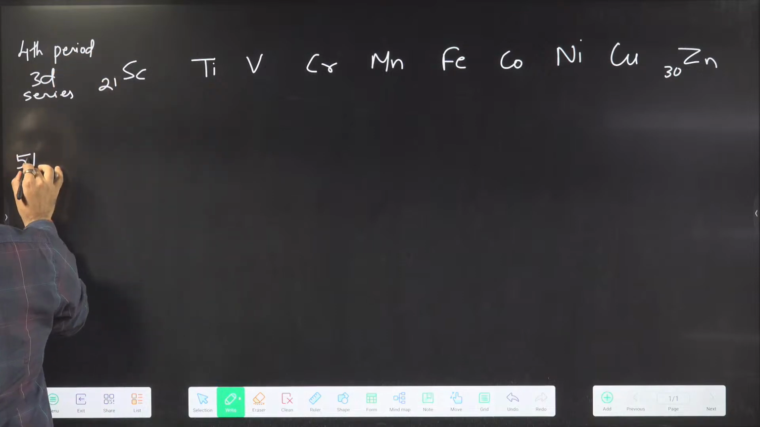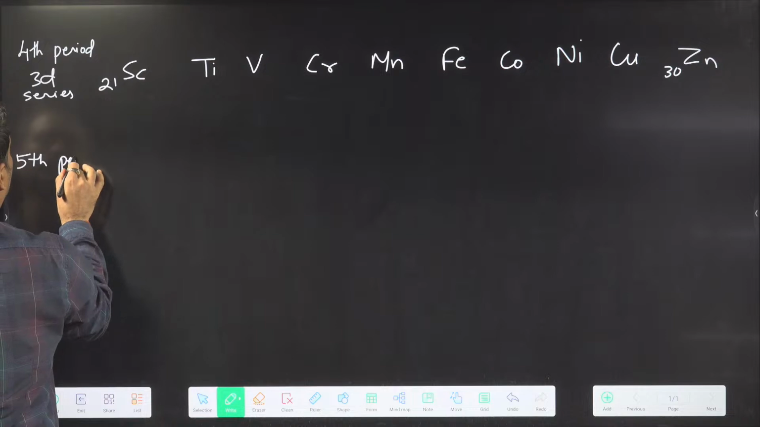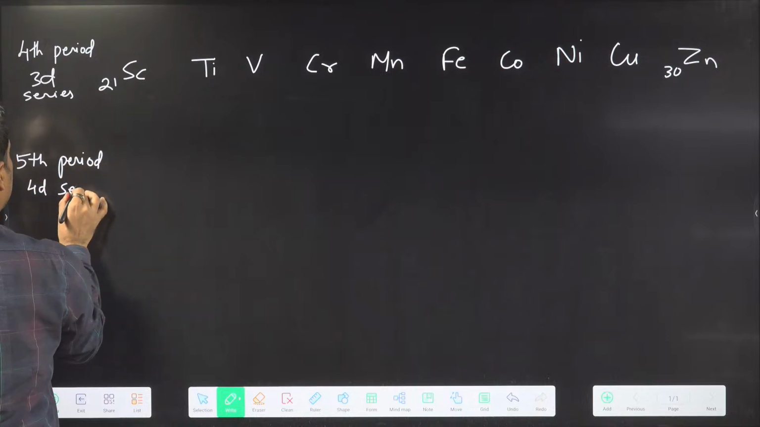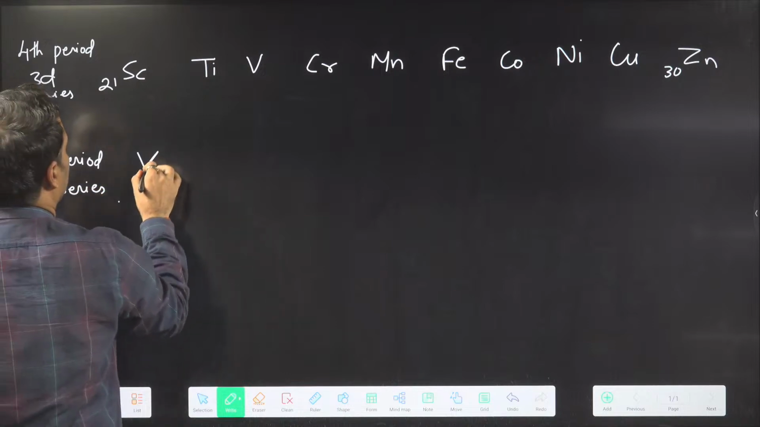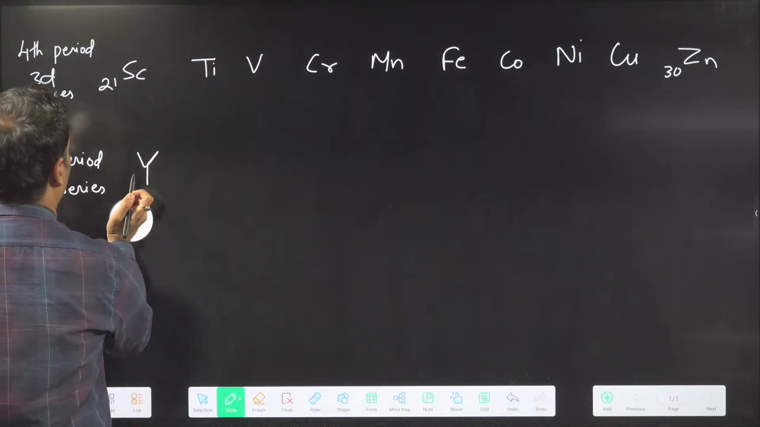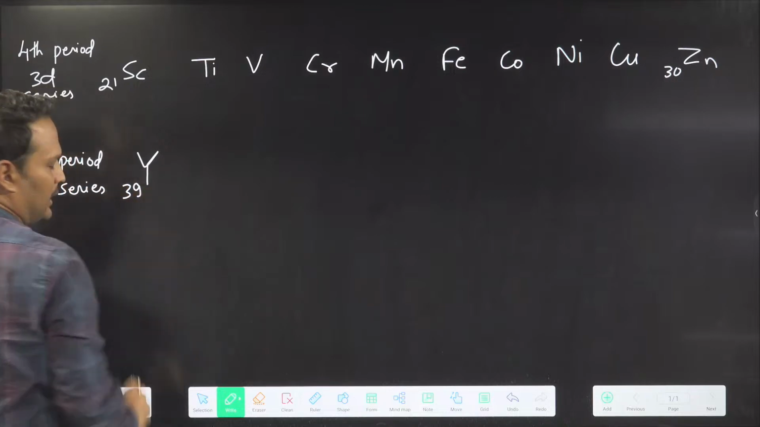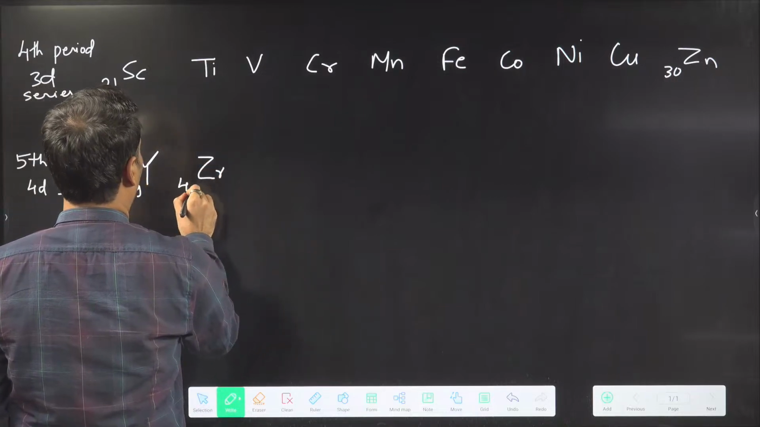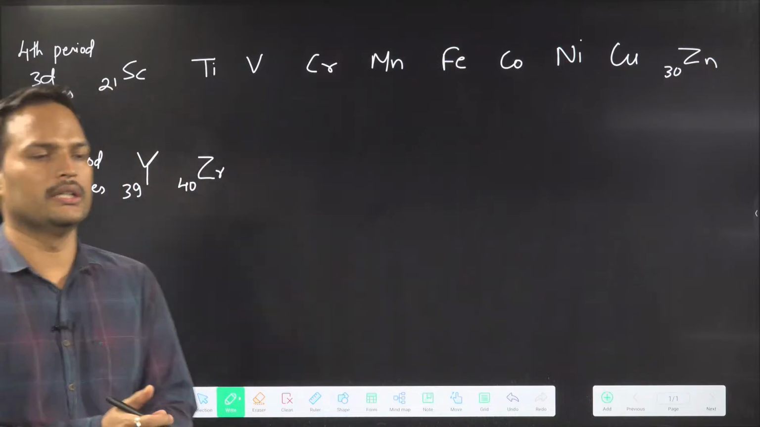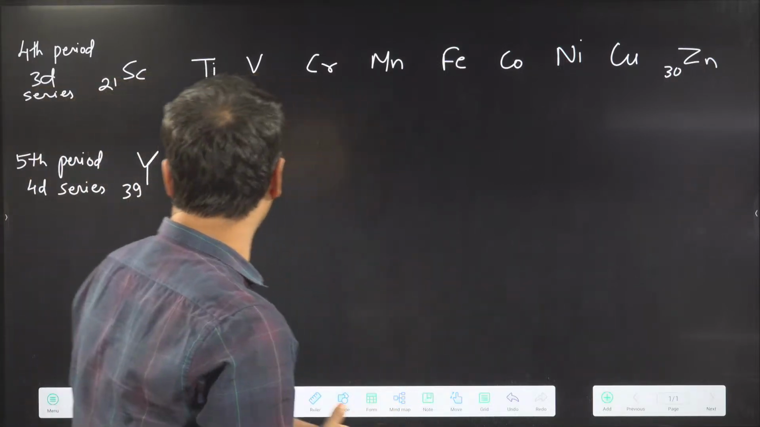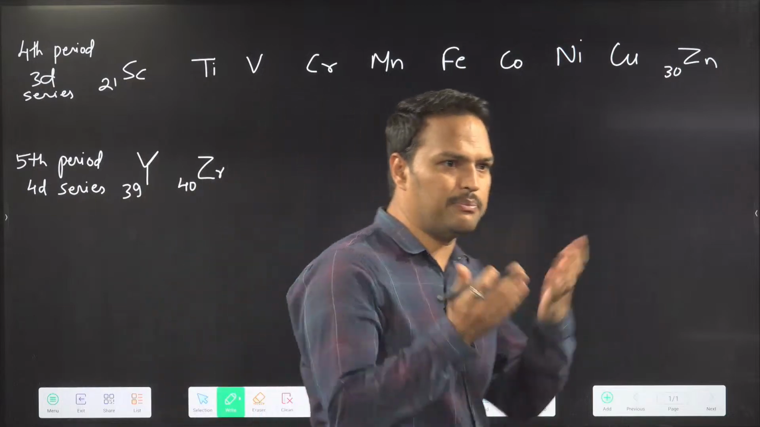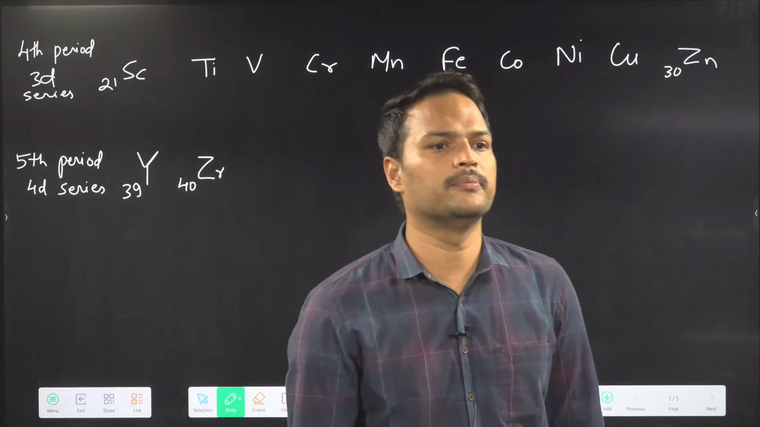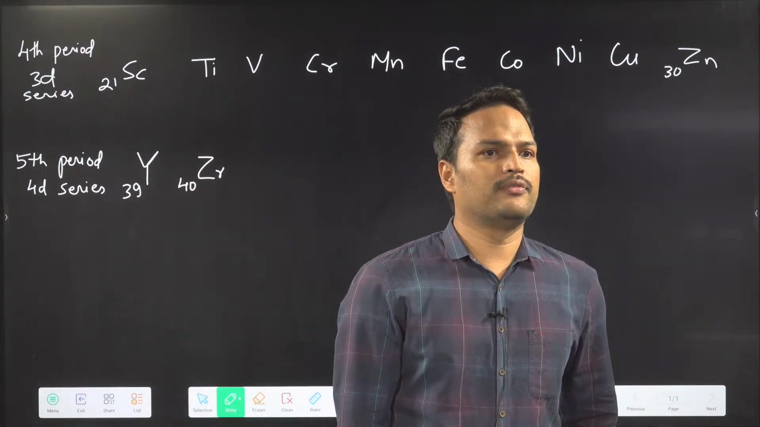Now we have to write for the fifth period. Take the fifth period, and that is your 4D series, which starts with yttrium. The atomic number of yttrium is 39. Here it will be zirconium, that is your 40. Do you know the elements of the 4D series? Take out NCERT, everyone. You can check from NCERT.